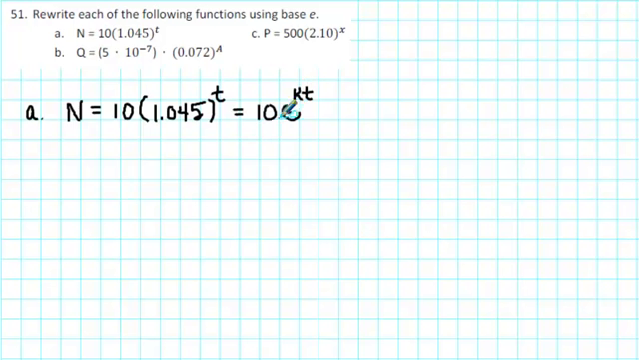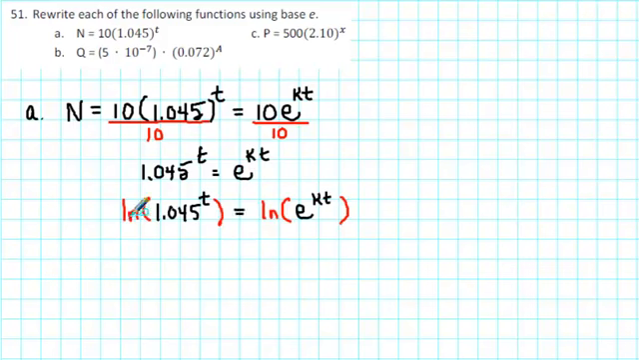So first of all, divide both sides by 10. The result is 1.045 to the t is equal to e to the kt. Now remember, we're trying to find k, and k is in the exponent of e. So what we're going to do next is to take the natural logarithm of both sides. On the left-hand side, we have the natural logarithm of a power, so we're going to use the properties of logarithms to rewrite this expression.